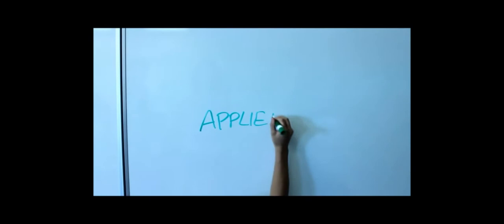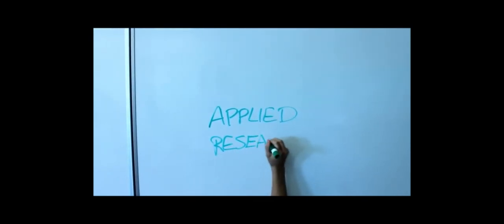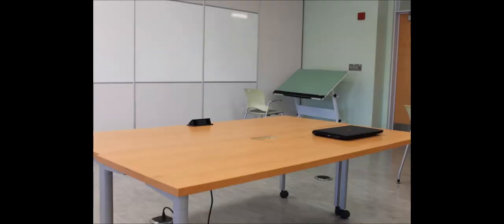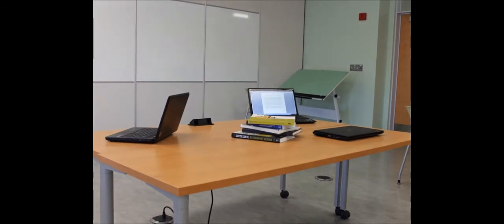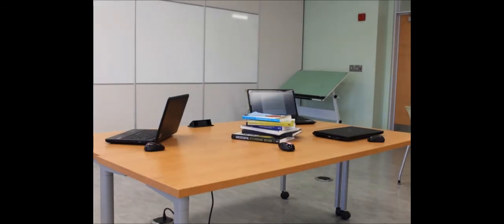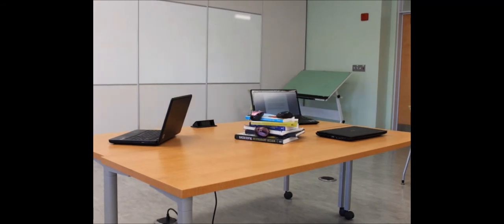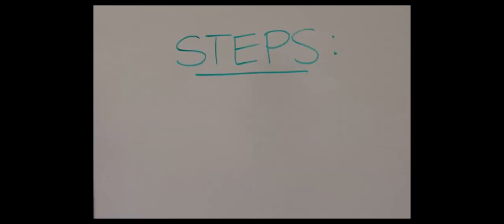So what exactly is applied research? Applied research is the application of gathered information relating to a specific subject. Applied research goes further than basic research. Basic research is finding information to prove or confirm a theory. Applied research is putting that information to use. It is used to improve real-life situations.